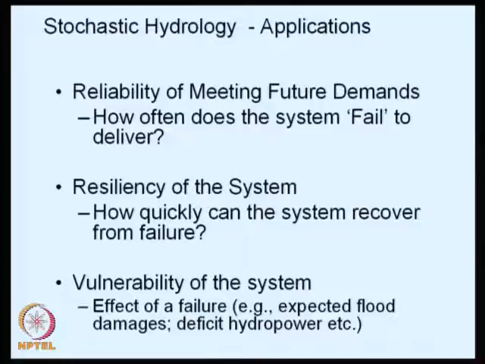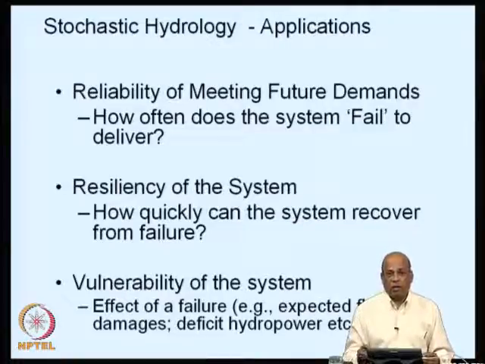In such situations, we ask the questions: how reliable is the system? That is, we have the observed data, and then we are making predictions on how reliable this system will be in terms of its ability to meet the demands. It is not just the demands in terms of the quantity of water supplied, but also in terms of the quality of the water that is available. So, the first question that we would ask is, how often does the system fail to deliver? So, it is a measure of the failure of the system. In fact, reliability and risk are related with each other.